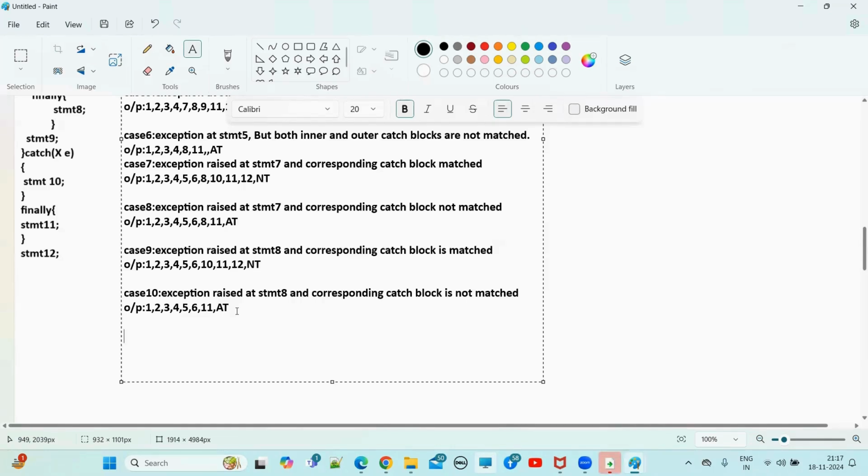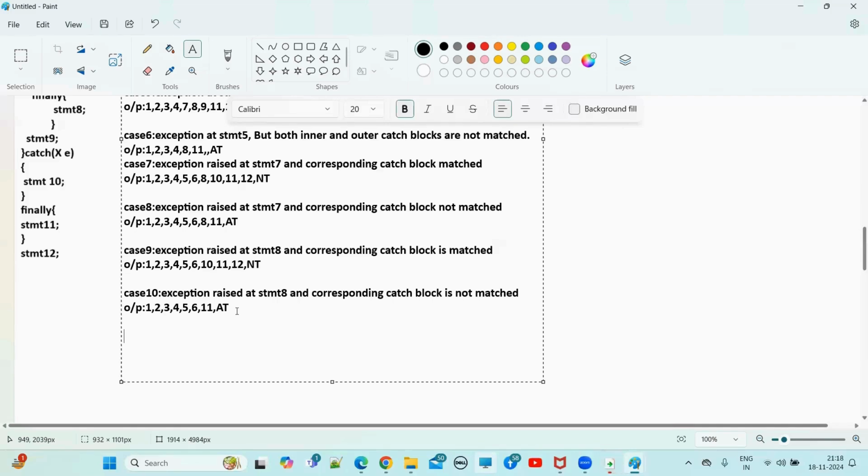Exception is raised at statement 10, and the corresponding catch block is not matched now. Matched means what? 1, 2, 3, 4, 5, 6, 8, and after that 10, 11, 12. Catch block is matched, so normal termination. If not matched, what happened? 1, 2, 3, 6, 8, and after that 11 and abnormal termination. Okay, fine.